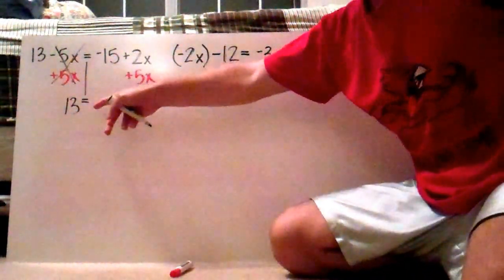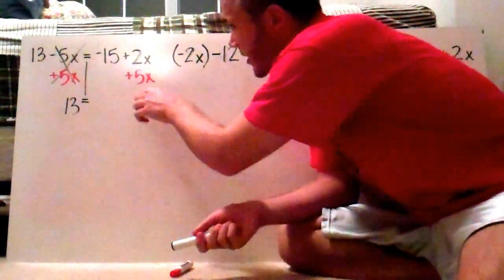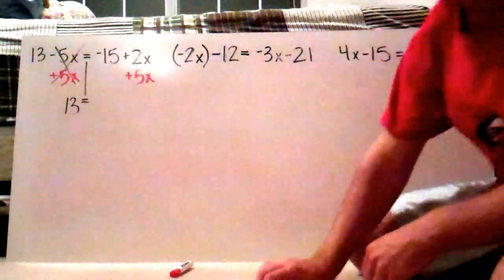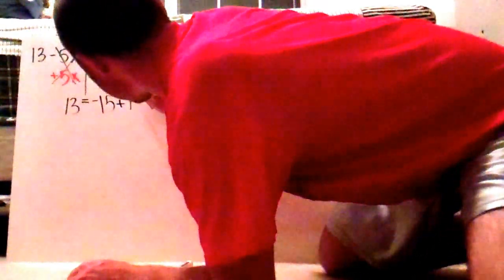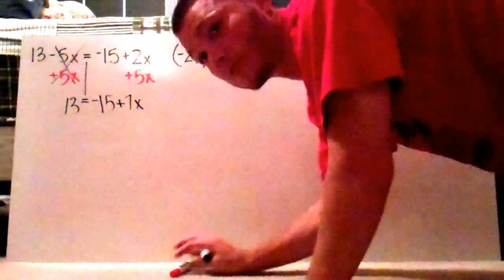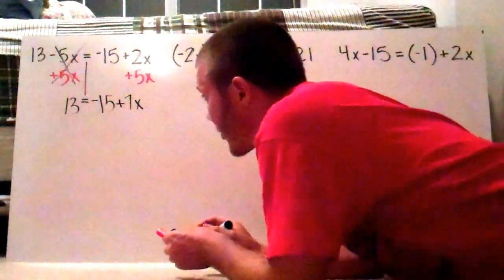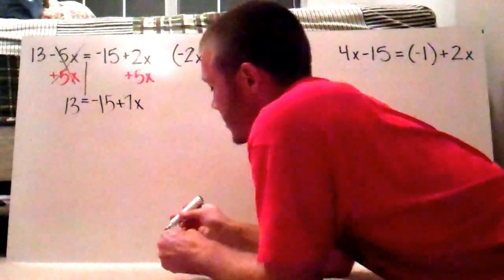And that is going to equal negative 15 plus 2x. And I have to add 5x. So 2x plus 5x is going to give me 7x. So I'm going to write negative 15. Make that one a little bit longer. And then plus 7x. Okay. Sorry, it's a little hard to write at that angle. I should probably lay down. Alright, so those canceled out. Now all I have left is 13 equals negative 15 plus 7x.